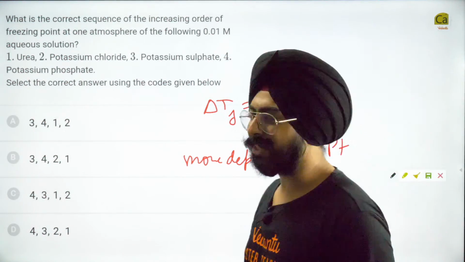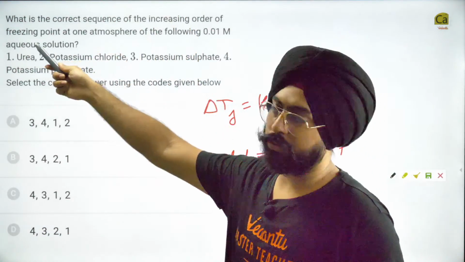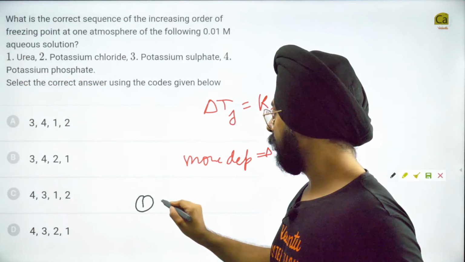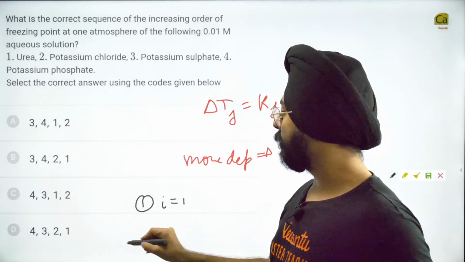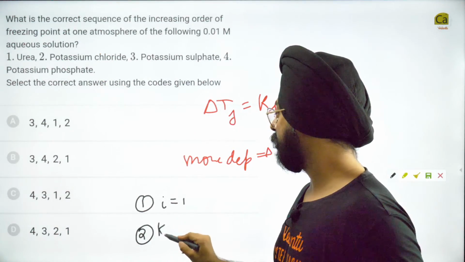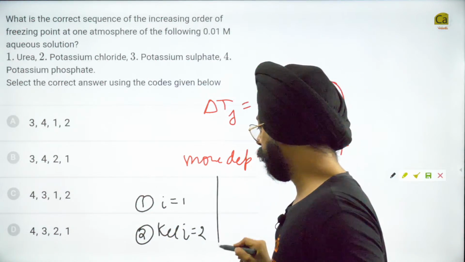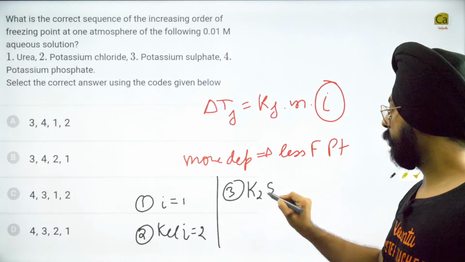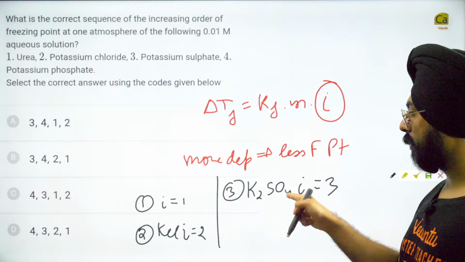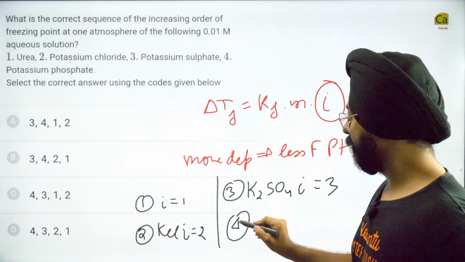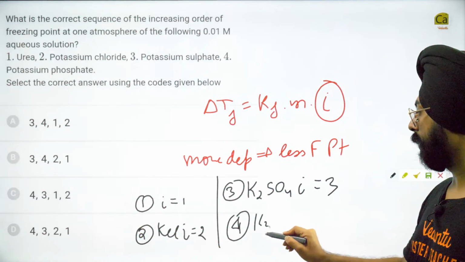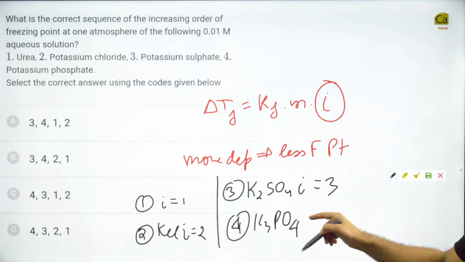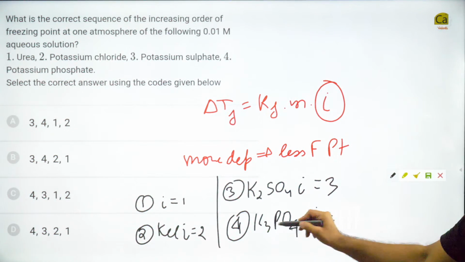Yeah, so क्योंकि less freezing point अपने को चाहिए, yes, increasing order of freezing point. Urea, urea में Van 't Hoff factor is 1. Potassium chloride is KCl. Van 't Hoff factor is equal to 2. Potassium sulfate, K2SO4. Van 't Hoff factor is equal to 3, 1, 2 and third ion. Yeah, and then you have potassium phosphate, K3PO4. ठीक है, K3PO4 में i is equal to 1, 2, 3 and 4.